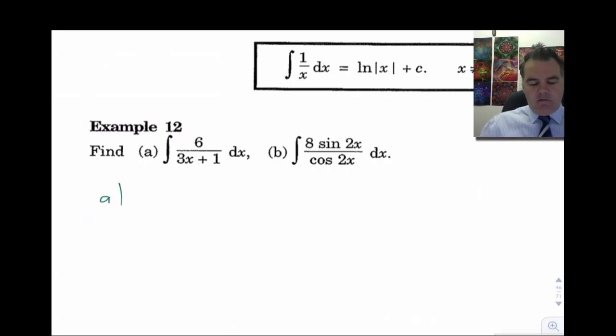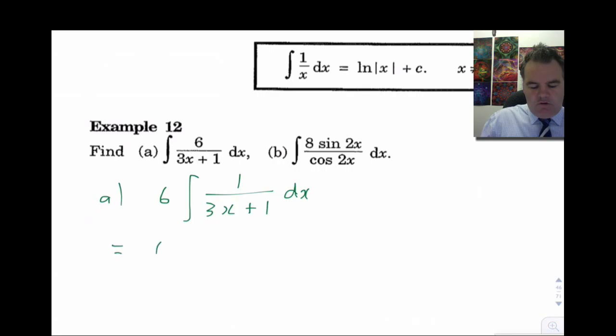Okay, for A here, the integral of 6 over 3x plus 1. Any linear terms on the bottom line here, you know it's going to be an ln. You know the integral is going to be ln. There's a couple of different ways of approaching A. One way I can do it is this. Put the 6 at the front, and I've got 1 over 3x plus 1.